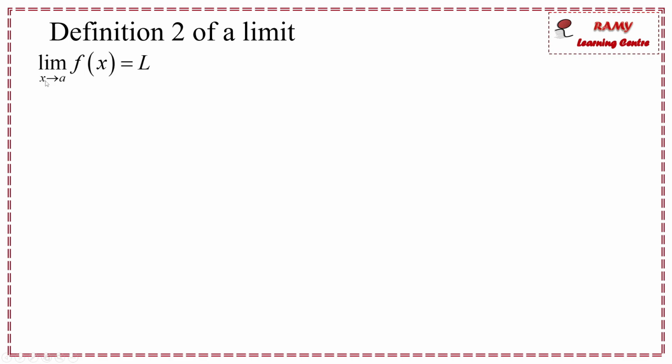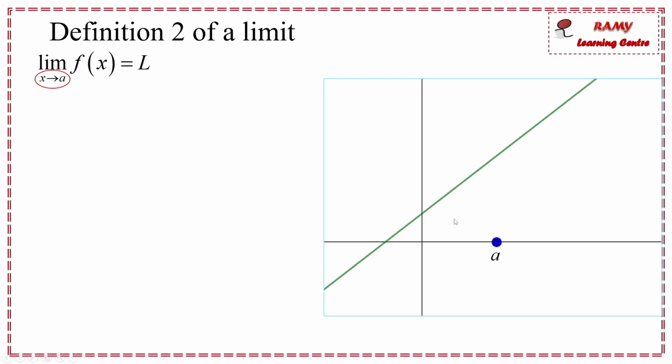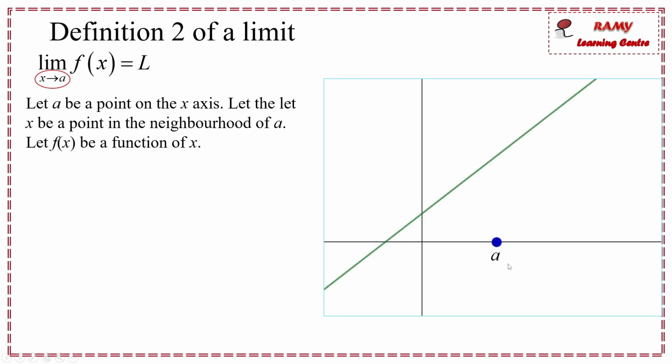Consider the expression limit x tending to a of f of x is equal to L. Let us derive an alternate expression for x tending to a. Let a be a point on the x-axis. Let x be a point in the neighborhood of a on the axis. Let f of x be a function of x. Let delta be a very small number.